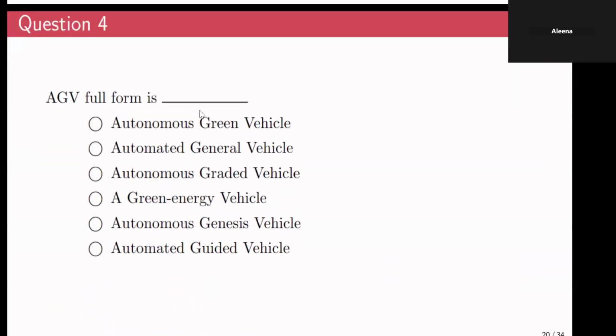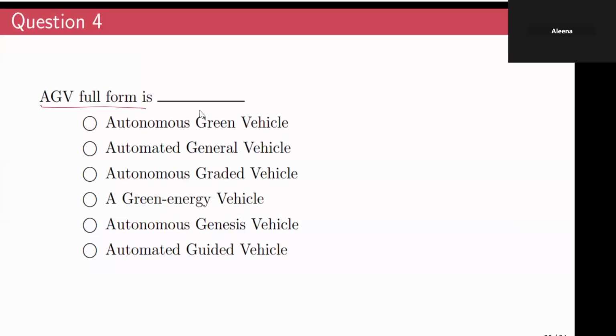Moving on to question 4, the full form of AGV is, again, I suppose it's also a straightforward, easy question. The correct answer is automated guided vehicle. Yes, that is indeed the correct answer.